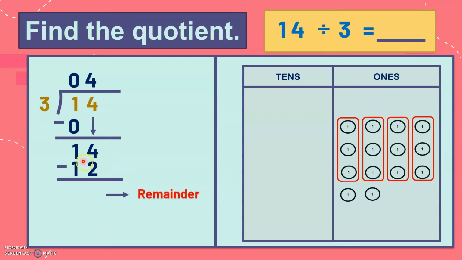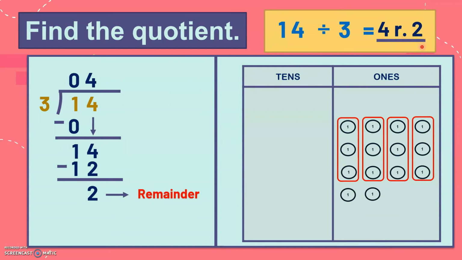Then let's subtract. 14 minus 12 is equal to 2. And that will be our remainder. So our answer is 14 divided by 3 is equal to 4 remainder 2.